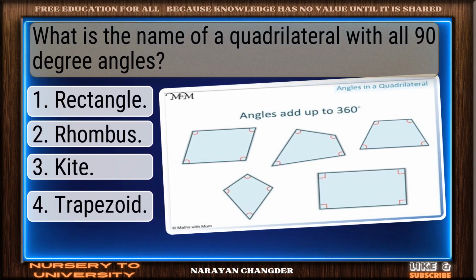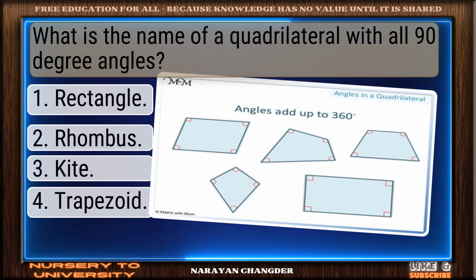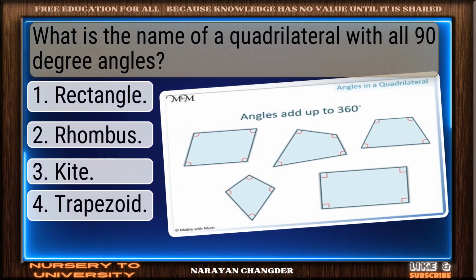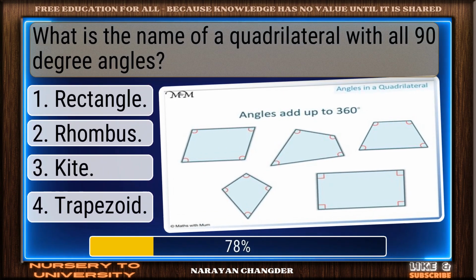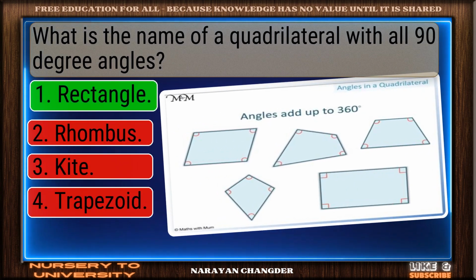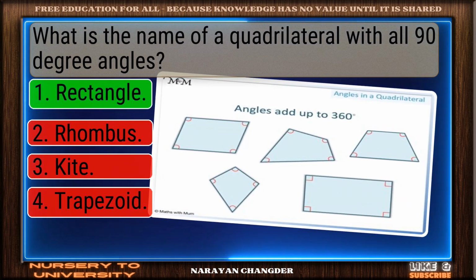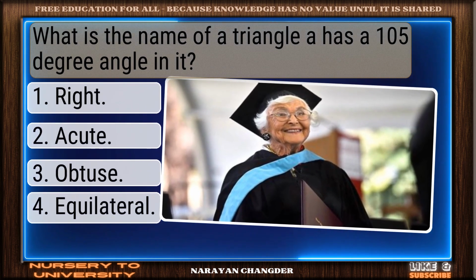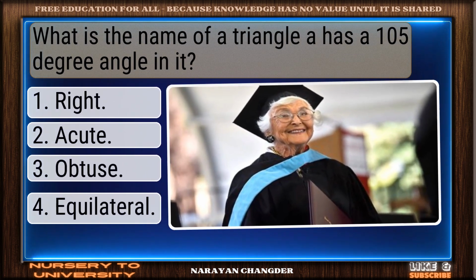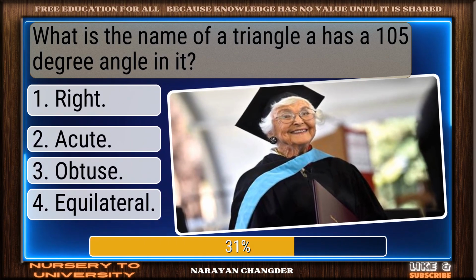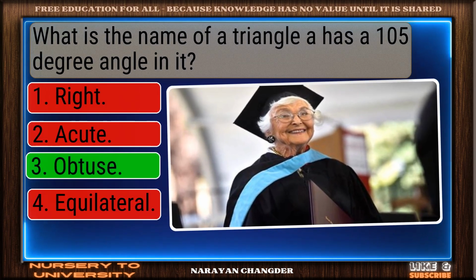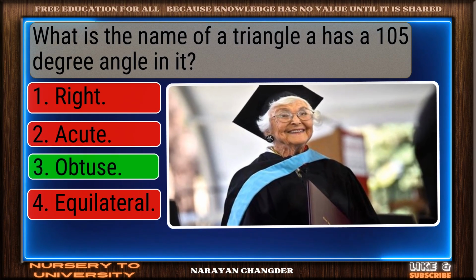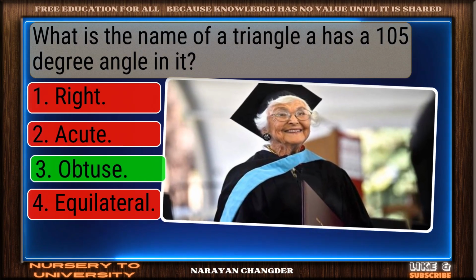Question number 21. What is the name of a quadrilateral with all 90-degree angles? Sharp thinking. Rectangle is the right choice. Question number 22. What is the name of a triangle that has a 105-degree angle in it? Nice selection. Obtuse is the correct and valid answer.